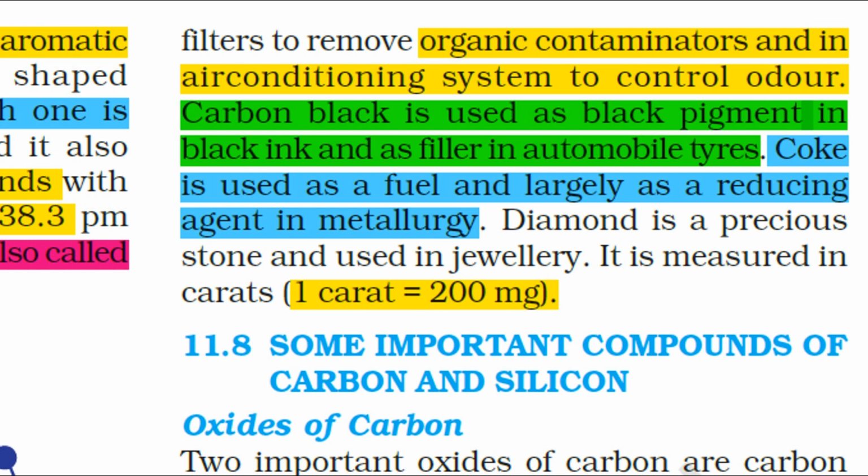Next, carbon black. Carbon black is used as a black pigment in black ink and as a filler in automobile tires. Next is coke. Coke is used as a fuel and largely as a reducing agent in metallurgy. So I will again explain. Reducing agent means it will reduce others and itself undergo oxidation. And oxidation means loss of electron, so it will lose electron. Okay. Next is diamond. Diamond is a precious stone used in jewelry. We all know that. And measured in carat. 1 carat equal to 200 milligram.